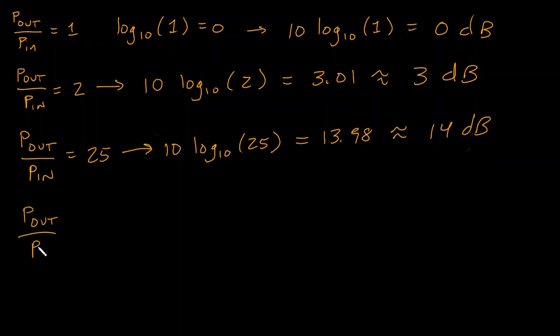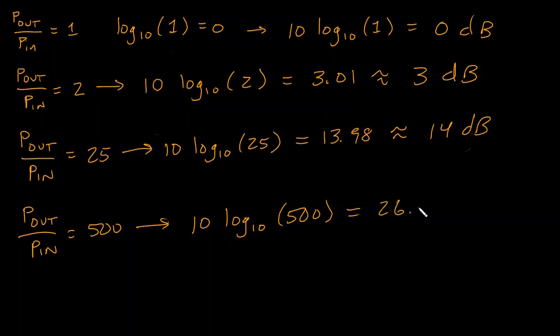And let's do one more, an even bigger number. Say P out over P in is 500. Well, 10 times the log base 10 of 500 equals 26.99, which is approximately 27 dB. Okay, so now we've got up to a factor of 500, but in dB it's only 27 dB. So there we can really see what's happening with the logarithmic nature of the calculation.